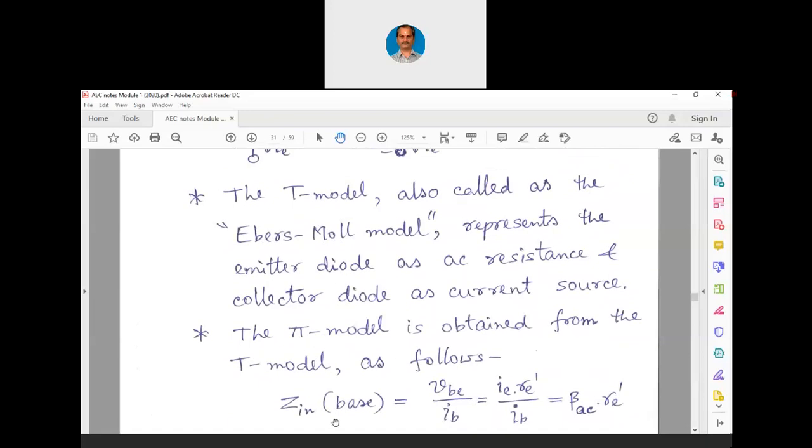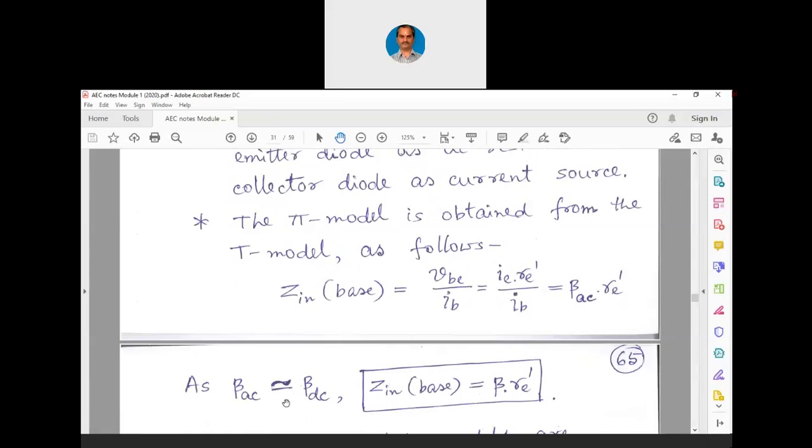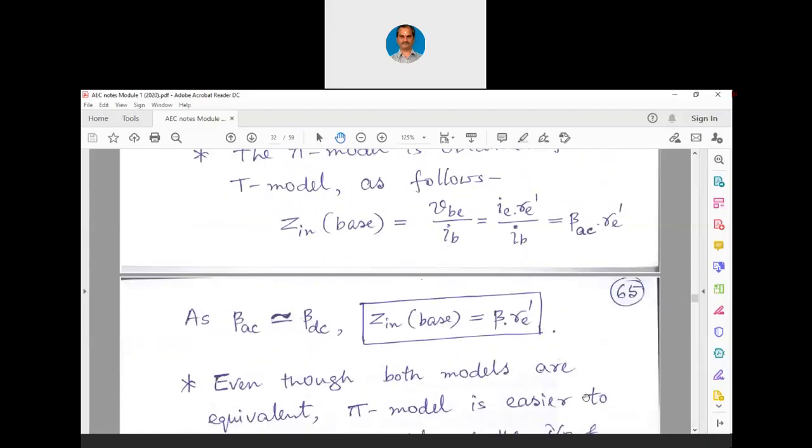Z in base, or input impedance at the base, is nothing but small VBE by small IB. This small VBE is nothing but small IE into RE dash, divided by IB. Now this IE by IB is nothing but beta AC into RE dash. And we have already discussed that beta AC and beta DC can essentially be considered the same because we are discussing small signal operation. So, as beta AC is approximately equal to beta DC, Z in base, or input impedance at the base, can be written as beta into RE dash.